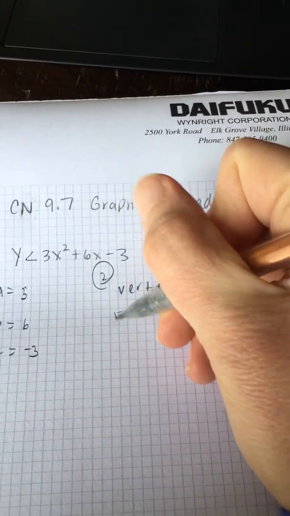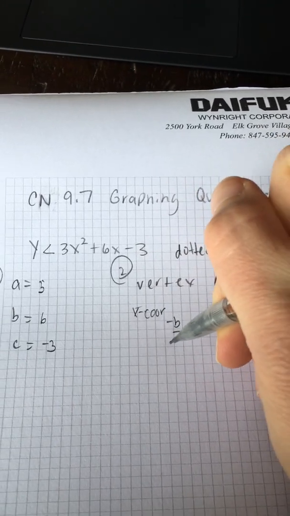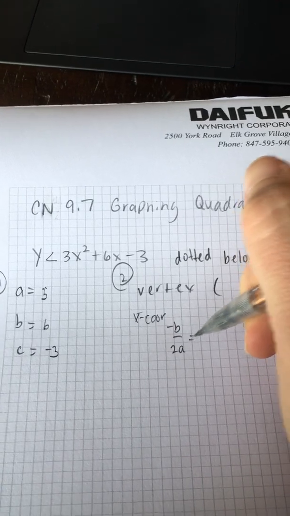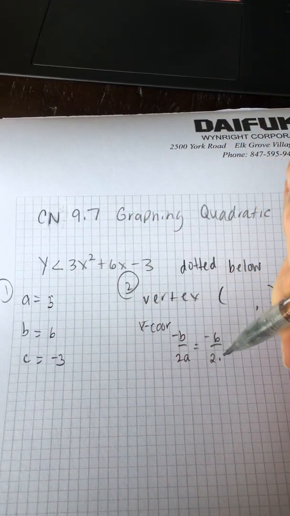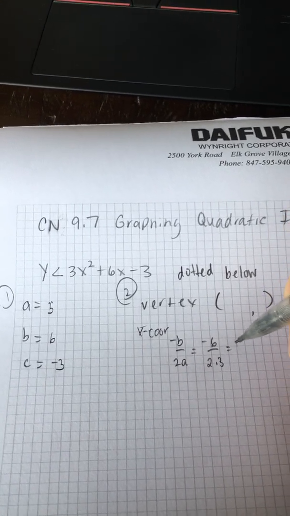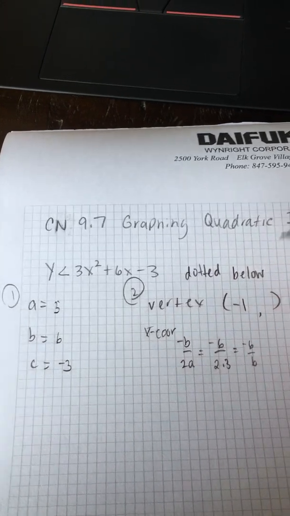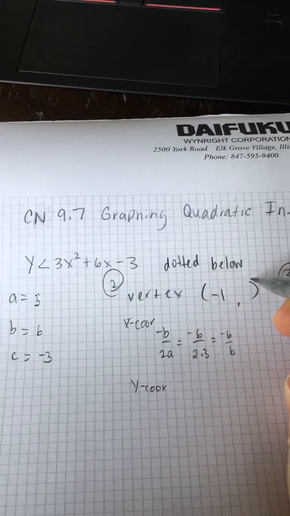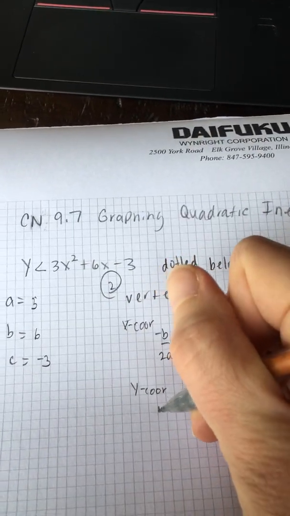So x coordinate of the vertex, ready to begin this piece, opposite b over 2a. Well, if b is 6, the opposite of that is -6 over 2 times a, and I see a is 3. So I'm saying -6 over 6, which is a -1. Halfway done with my vertex, have to find the y coordinate. Second part in the ordered pair is the y. We go to the original and we plug in.